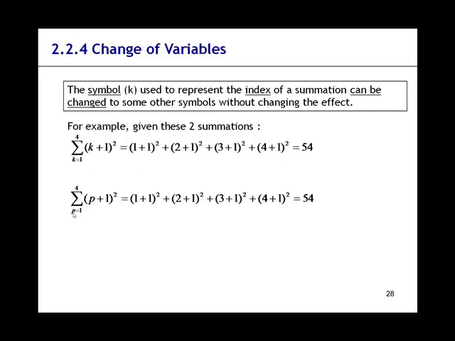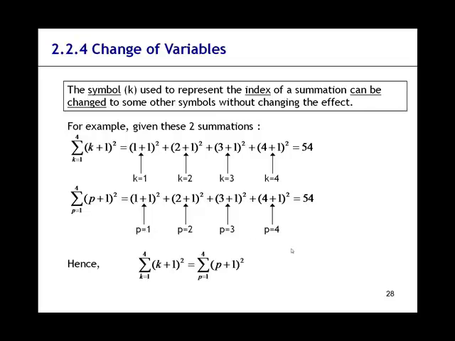If you were to change the index to p, the formula, of course, you have to express in terms of p, but if you were to expand it, you essentially get the same value. So change of variable actually involves more than that, but this forms the foundation for what we are trying to talk about. You can see that at each stage of the expansion, we basically use the index values. Hence the sum of k equals 1 to 4 for (k plus 1) squared is the same as the sum of p equals 1 to 4 for (p plus 1) squared. This should be quite obvious.